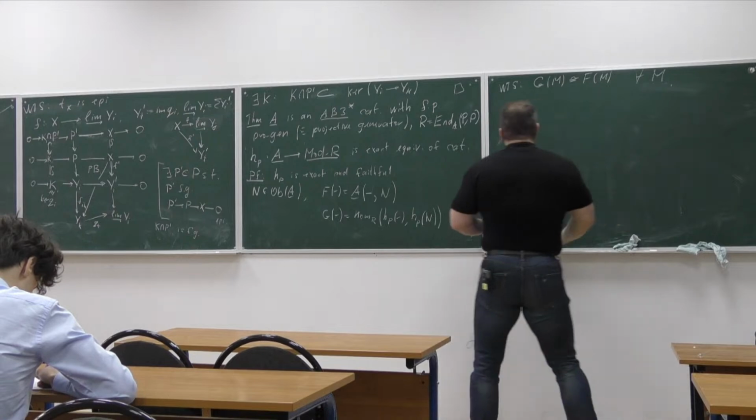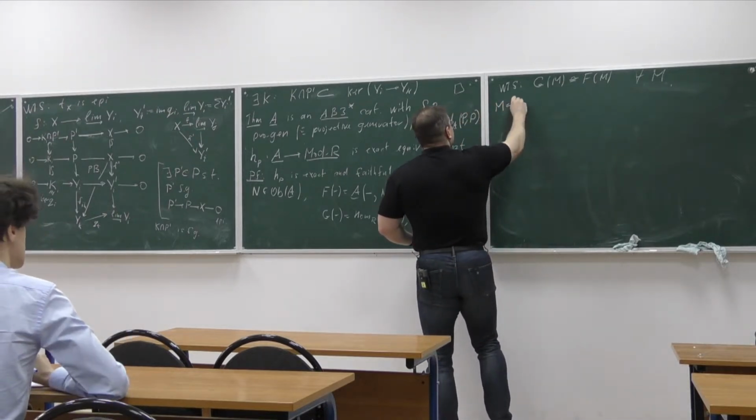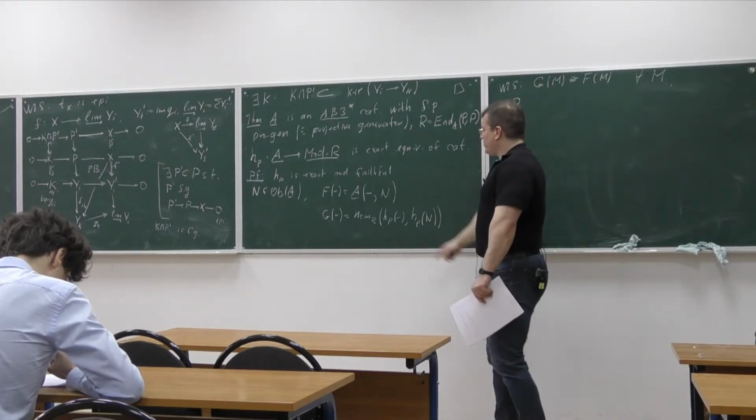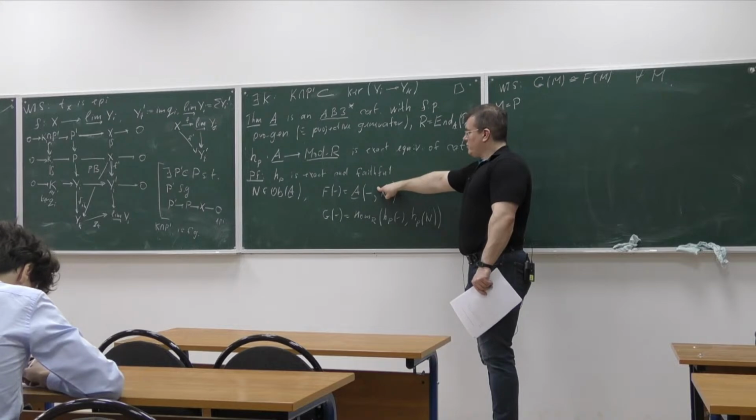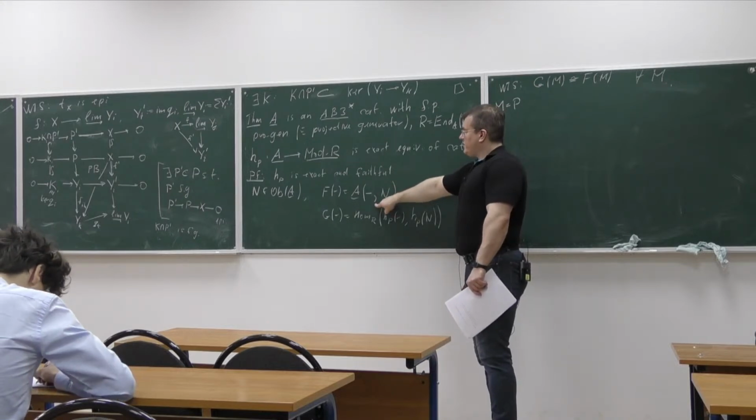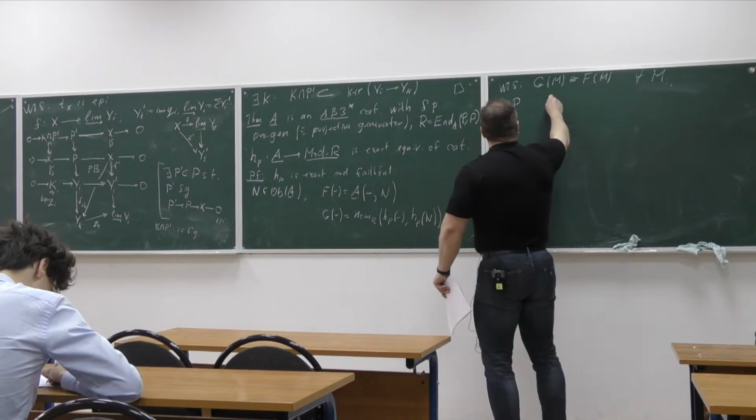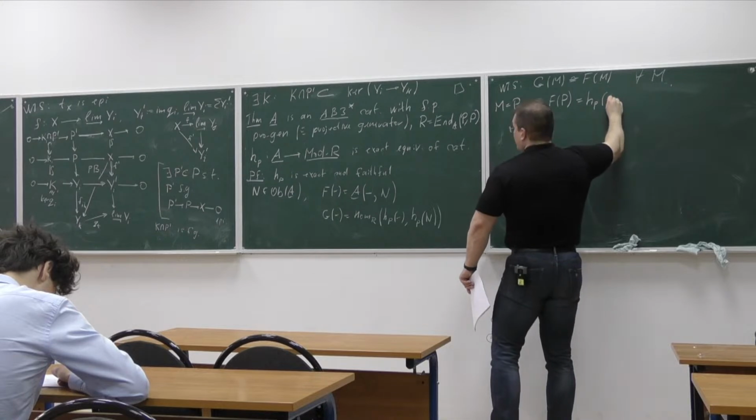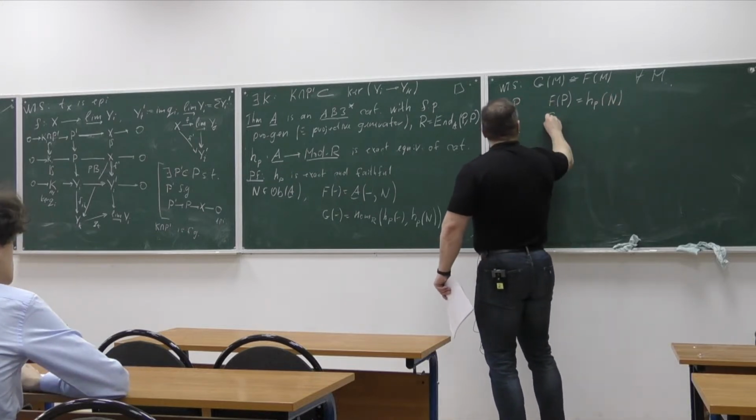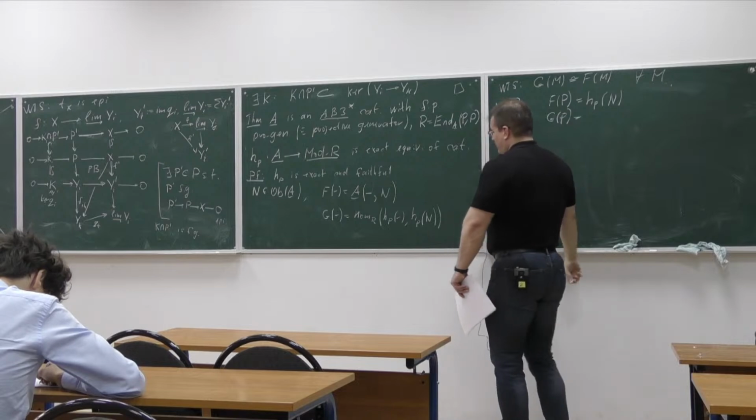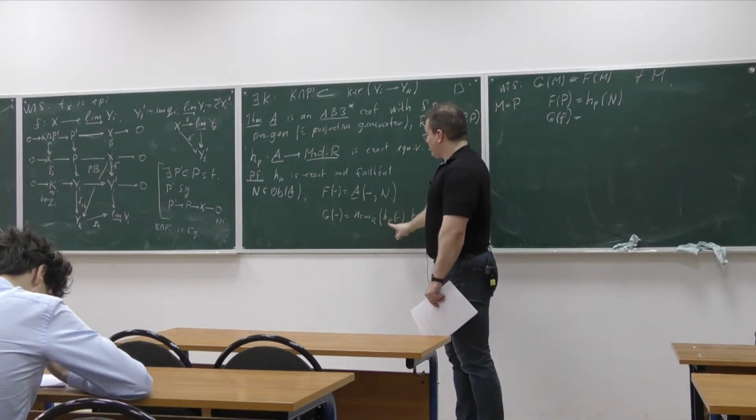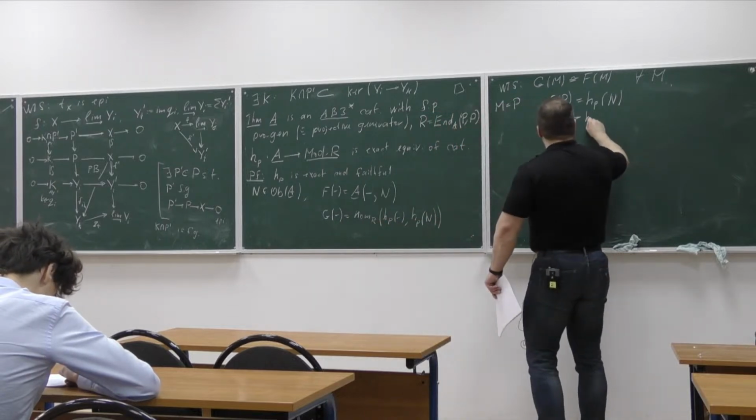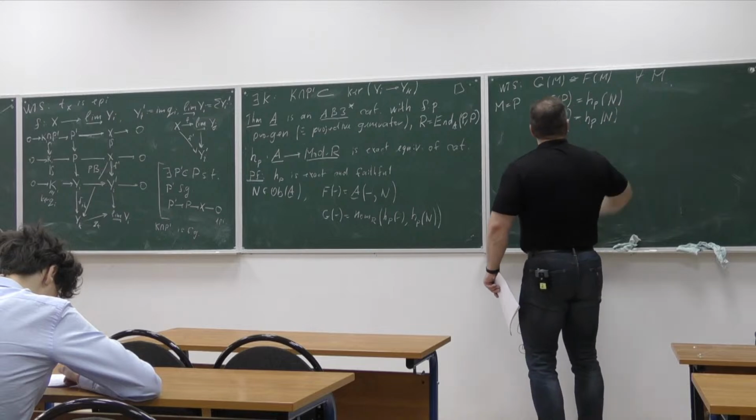Well, the first observation is that when M is equal to P, this is clearly true. You compute the functor f on the object P. What you get here is just H sub P of N. So f of P is H sub P of N. And g of P, well, if you plug in P here, you'll get just the ring R. Hom over R from the ring R to this module is precisely the same module, H sub P of N. So they are isomorphic.